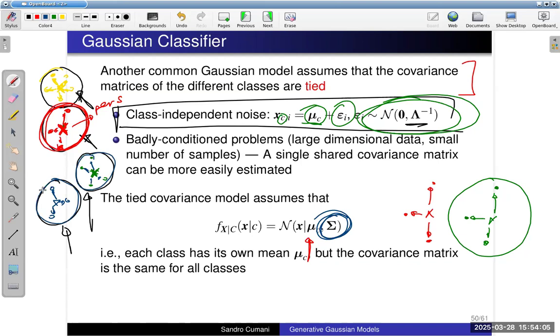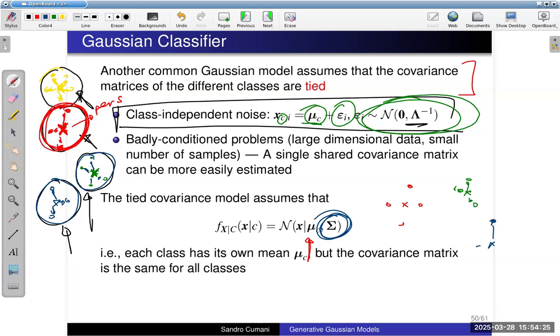Now, where do I gain? I gain that if I ask all these classes to have the same spread, even if I have few samples for each class, if I have enough classes overall, I can combine the computation that I get from each class about the spread to try to estimate the global spread. So if the spread is similar for all classes, I can imagine bringing all these samples to the same center, and then they should have the same spread. So if I put all the samples together, I can get from the pooled set of samples a robust estimate of the common spread of the data.